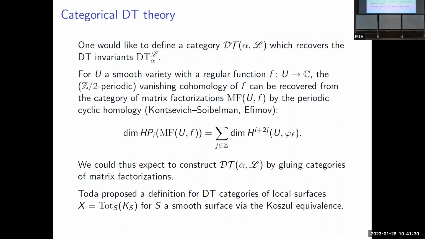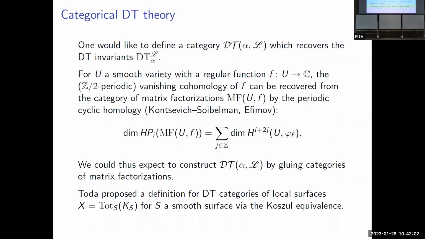Okay, so next we would like to categorify this story further. The classical example would be to go from Betti numbers to singular cohomology, and then the categorification of singular cohomology, at least for a smooth variety, is given by the derived category of bounded complexes of coherent sheaves on X, and one recovers a Z/2 periodic version of singular cohomology via periodic cyclic homology. So can we do something like this for DT invariants?